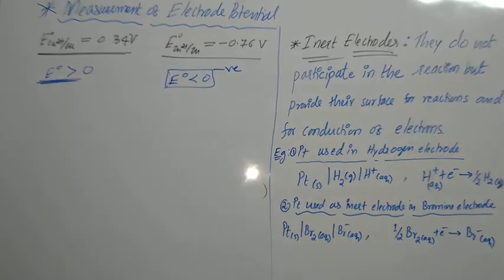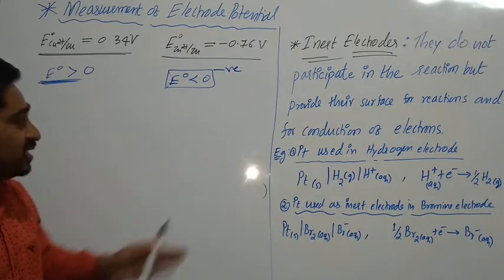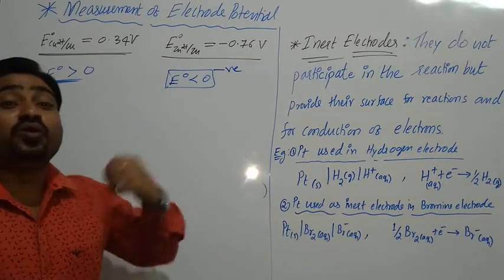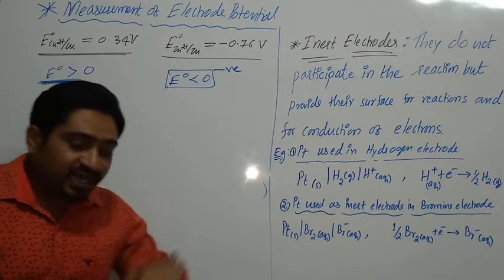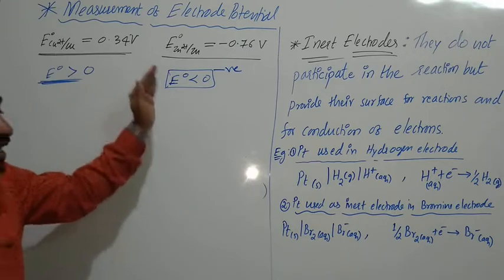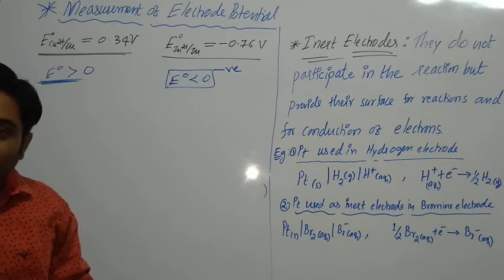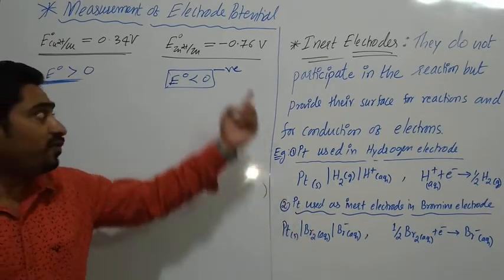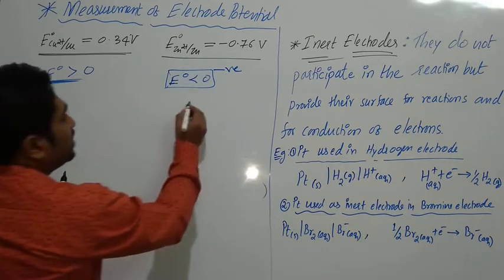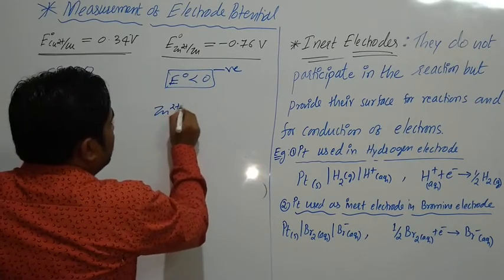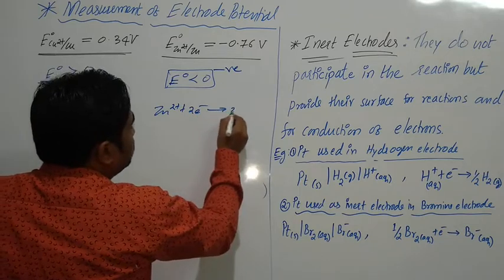This is less than 0. This indicates that zinc ions are more easily oxidized than hydrogen. It means hydrogen gas is more stable than the reduced form of zinc. So what is the reduced form of zinc? Zn2+ plus 2 electrons gives Zn.